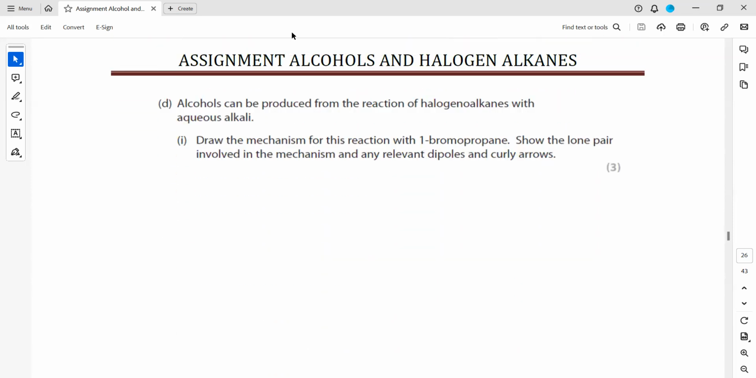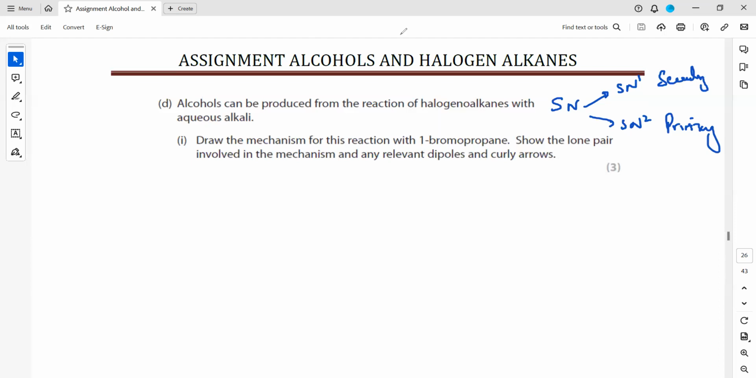Alcohols can be produced from a reaction of halogenoalkane with aqueous hydroxide. So whenever aqueous hydroxide is there, it will be a substitution reaction. And a substitution reaction as an SN reaction can be SN1 or SN2. If we have a primary halogenoalkane, then it will be SN1. If we have a secondary halogenoalkane, then it will be SN2. So draw the mechanism for this reaction.